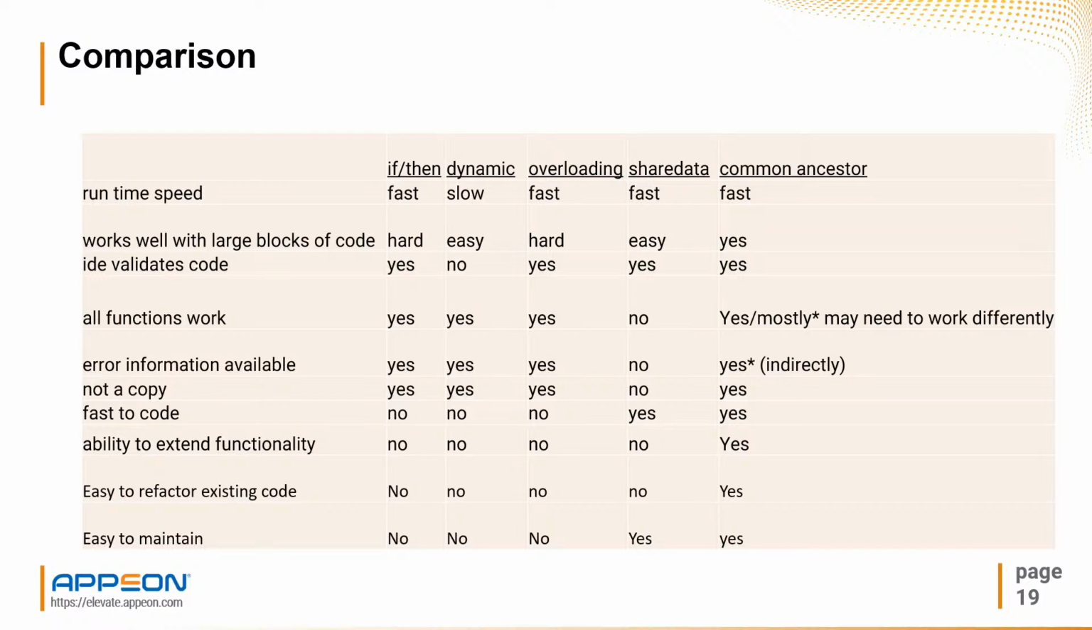Having the IDE validate as you're typing to make sure that you're getting stuff in correctly, not waiting for runtime to have it fail, is pretty important. The dynamic keyword fails miserably at that. Having all your standard data window functions work is also pretty important. The shared data has the biggest issue with that. Common ancestor does a little bit as well, and we'll talk about some workarounds for that. Same thing with error information pretty much.